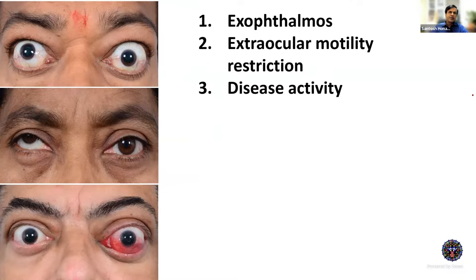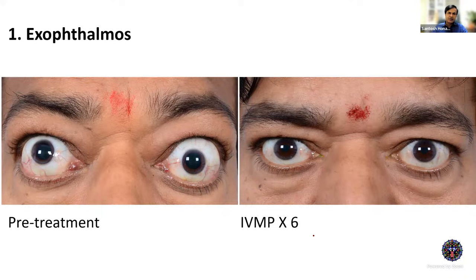Now let's look at how these drugs help in these three parameters: exophthalmos, extraocular motility restriction, and disease activity. Of course, we give it for disease activity. Now, this is a patient, it's obvious that he has responded in many ways. His activity was not so much, but he had severe disease. One option was that we could have treated this patient with orbital decompression, bilateral. That's one option, clearly, because he had minimal activity, right? But he had stretch neuropathy.